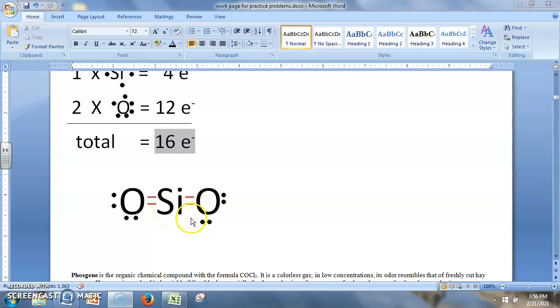Everything has 8 electrons. We have the Lewis structure, and now it's time to interpret what shape this is. Notice silicon's in Roman 4 the same as carbon is. So the carbon dioxide molecule looks like this if you remember doing it. It would make sense that the silicon dioxide molecule would look the same as well. Let's go ahead and interpret the shape now.